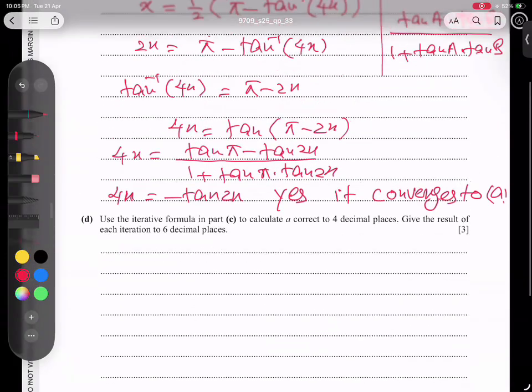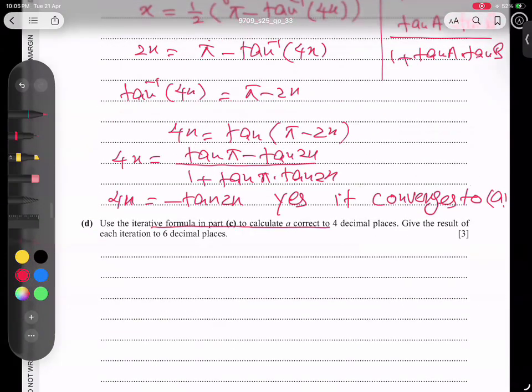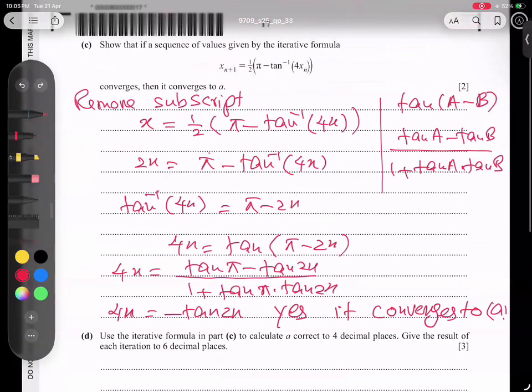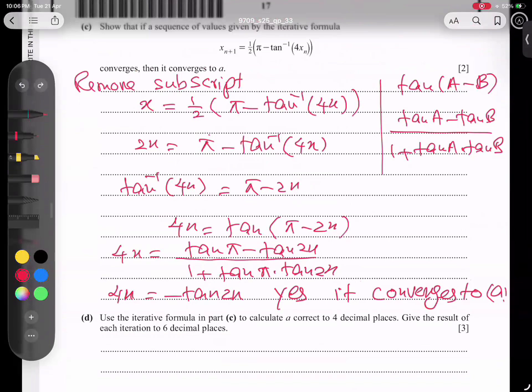Now we have to go for what? Use the iterative formula to get A to 6 DP, and give each answer to 6 DP. So let's try to do it. How to start the question? We have a formula available on top, so I'm using that formula, n plus 1. I will replace n value by 1. So 1 plus 1 becomes 2. Half pi minus tan inverse of 4 times x1.